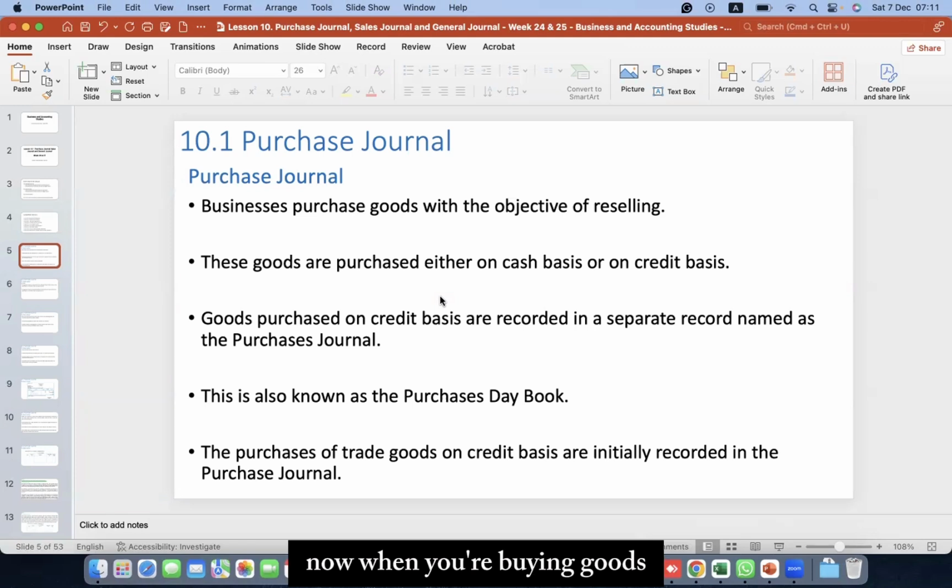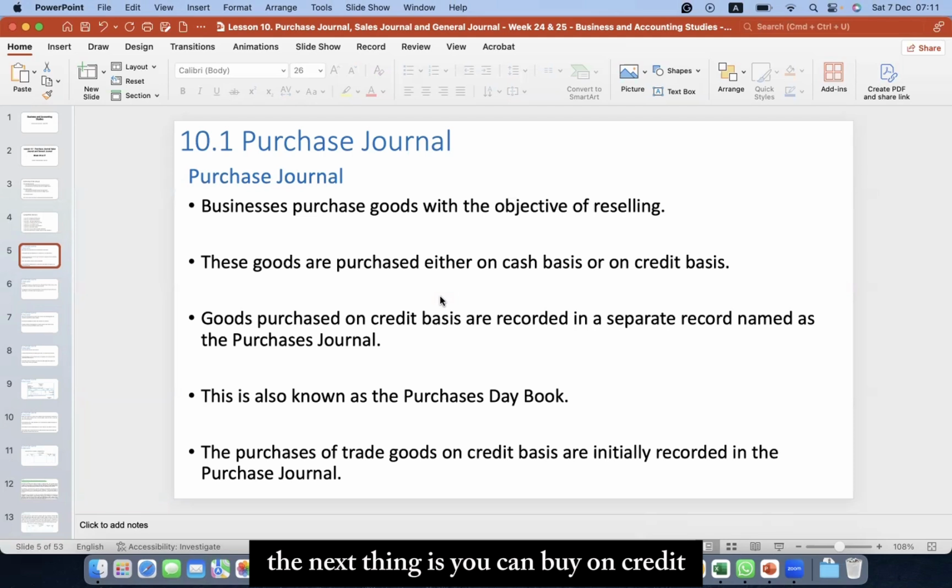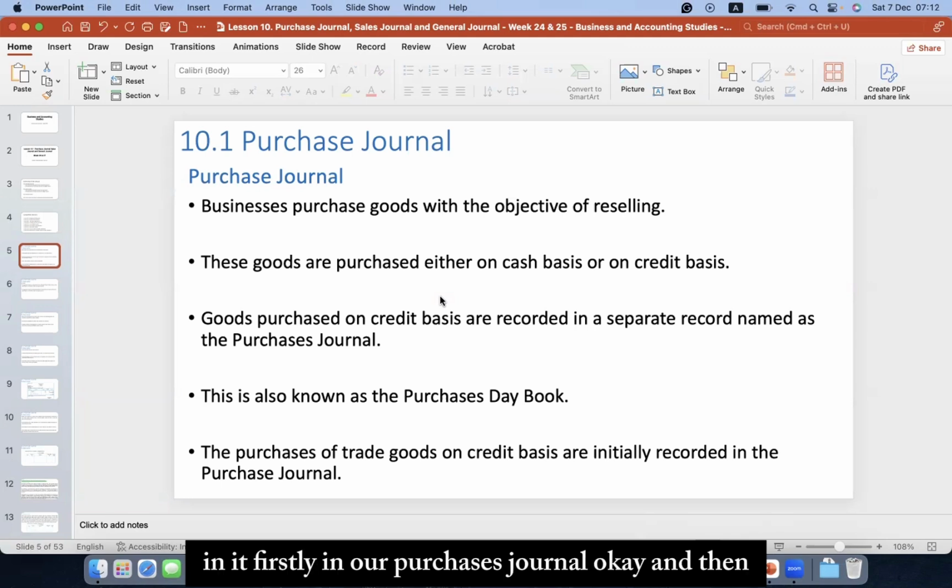Now, when you are buying goods, you have two bases. One thing is you can buy on cash. The next thing is you can buy on credit. So if you buy on credit for the purpose of reselling, you record it firstly in your purchaser's journal.